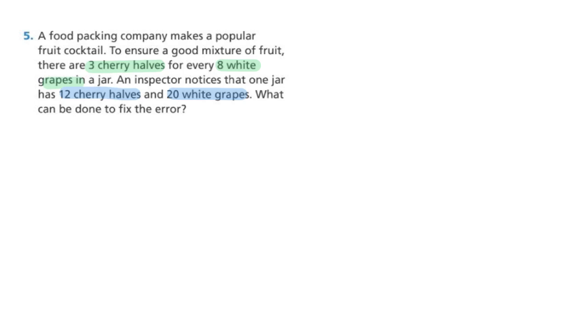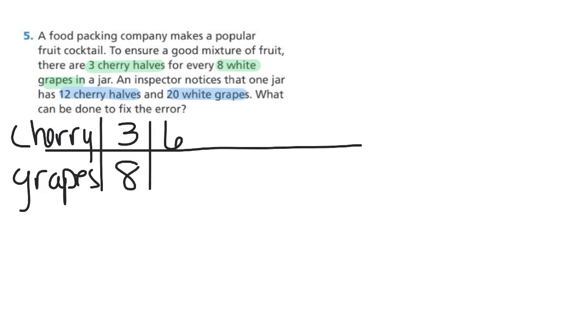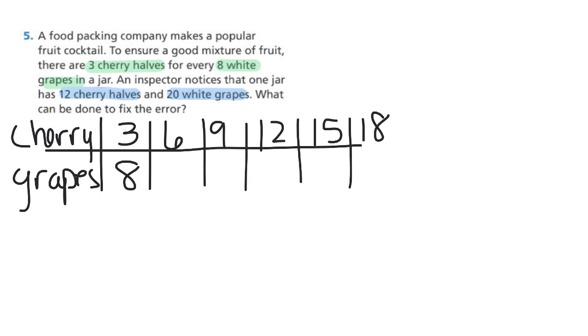All right, I really like a skip counting table for this. Oh gosh, I keep doing a highlighter instead of a pen. Let me change it. We have the cherry halves. We have the grapes. I guess they're white grapes. For every 3, we have 8. So I'm just going to start skip counting. 3, 6, 9, 12, 15. I don't know how many I need. I'll go up to 18. 8, 16, 24, 32, 40, 48. Okay, I'm not sure if that's enough or not.